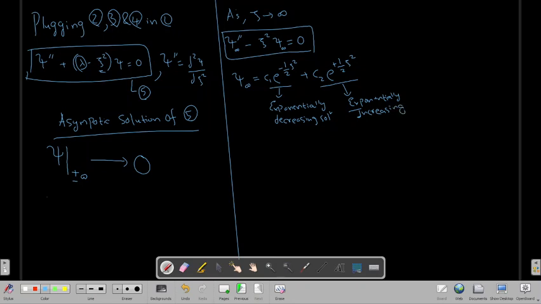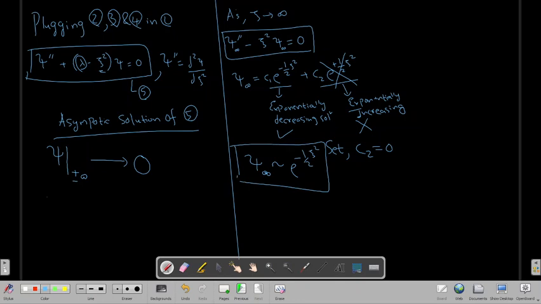Now what do you want? At xi tends to infinity, you want your psi to go to 0. So this term will help you, this term will not help you. So basically we set c2 is equal to 0, because we don't want an exponentially increasing solution at x tends to infinity. Okay, so this is totally ruled out. So what is the valid wave function at infinity? Since we don't know c1, I will write an approximate solution like this. This is the acceptable wave function at x equal to infinity, but this is not the wave function which is valid everywhere. Okay, not everywhere.